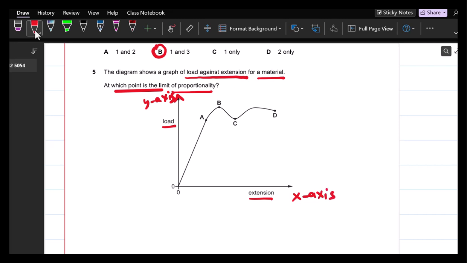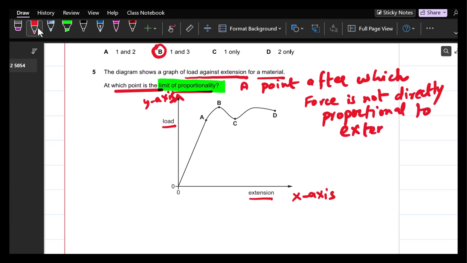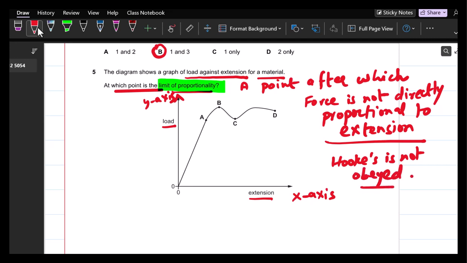What is limit of proportionality? You must remember its statement. A point after which force is not directly proportional to extension. In simple words, Hooke's law is not obeyed. Or you can say the graph becomes non-linear.